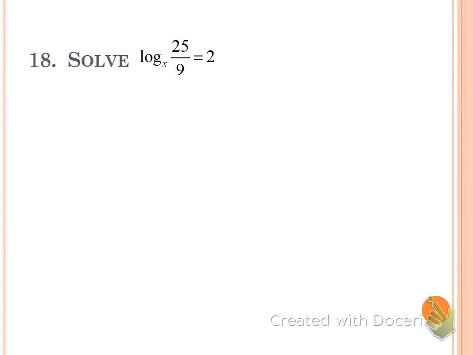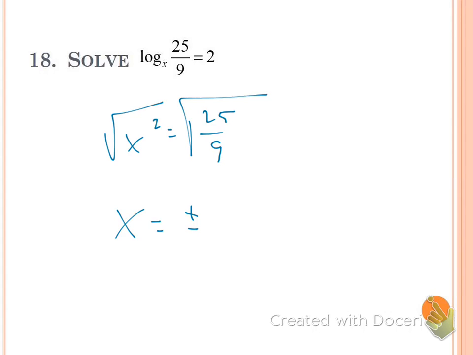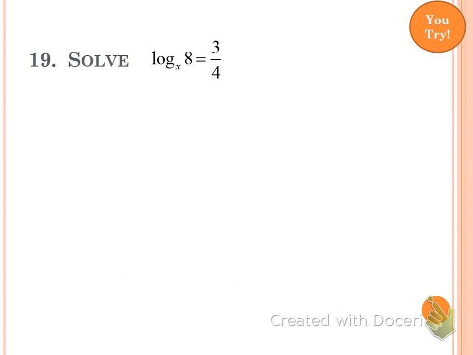All right. Number 18 looks like this. Again, rewrite this. x squared equals 25 over 9. We can square root both sides. Since we're square rooting both sides, we've got to do our plus or minus. Square root 25 and you get 5. Square root 9 and you get 3. But again, remember, our log bases can't be negative, and so we just keep the positive 5/3 as our solution. Okay? Try 19.